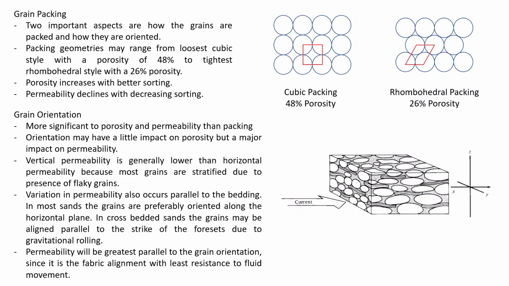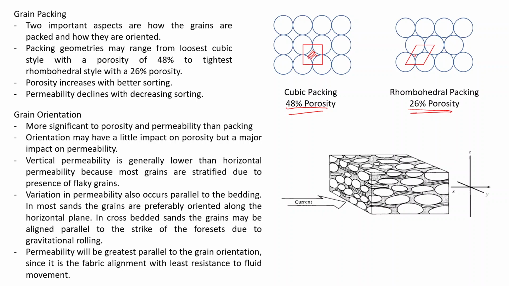In cubic packing, you get the porosity high, almost 48% porosity. So the sands which show cubic packing become very good reservoirs, while the rhombohedral packing has lower porosity. You can see over here how the packing goes on. It has almost half of the porosity of the cubic packing.